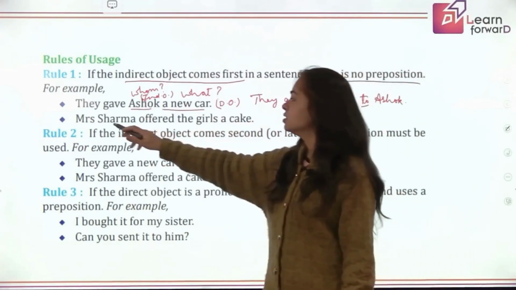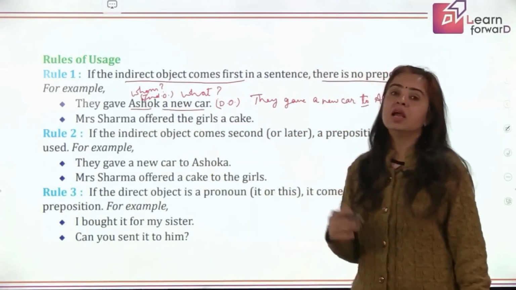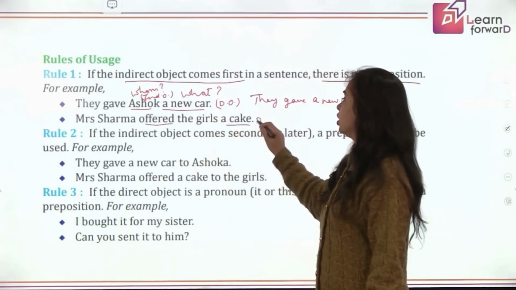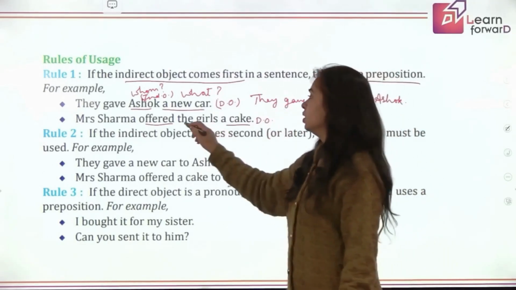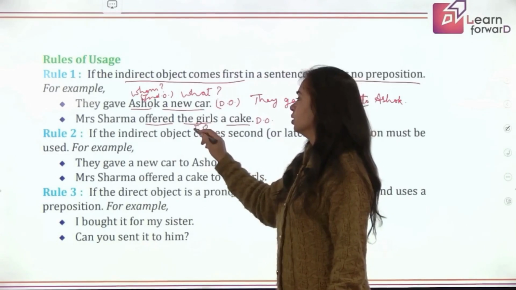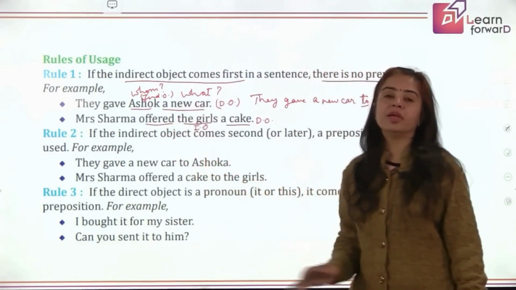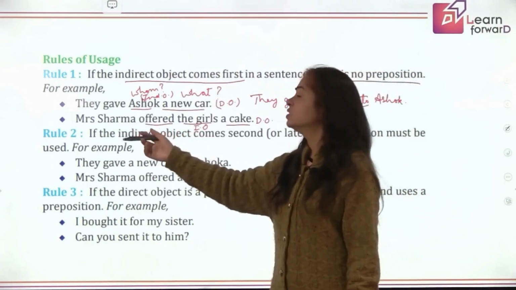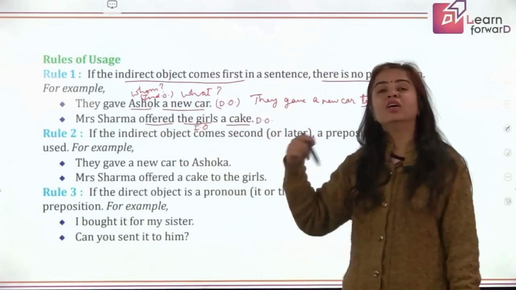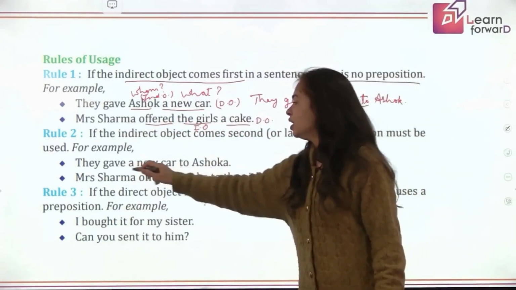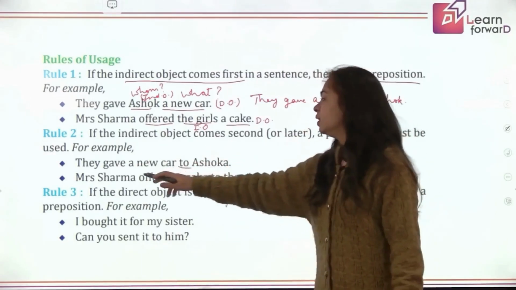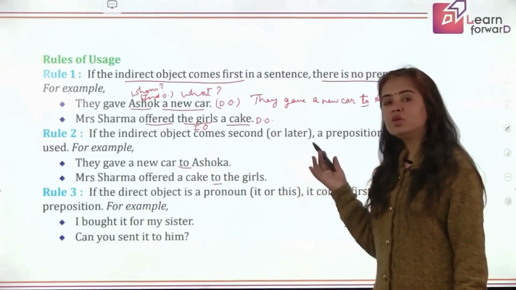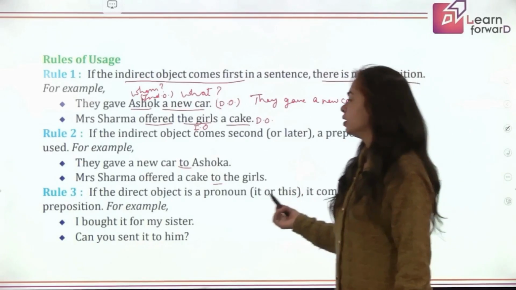Let's read the next sentence here. Mrs. Sharma offered the girls a cake. Again here, offered. What did she offer? Cake. So this is your direct object. Whom did she offer? Girls. This is your indirect object. So what you see is, the indirect object is coming first, so we have not used the preposition. But if we say it otherwise, we will say Mrs. Sharma offered a cake to the girls. See here, they gave a new car to Ashok, and Mrs. Sharma offered a cake to the girls. So we use a preposition when the indirect object comes later in the sentence.